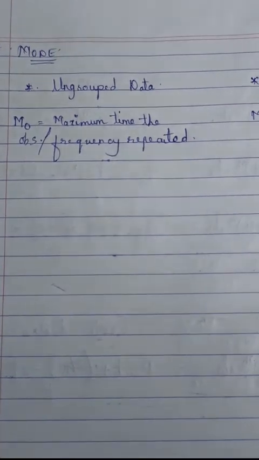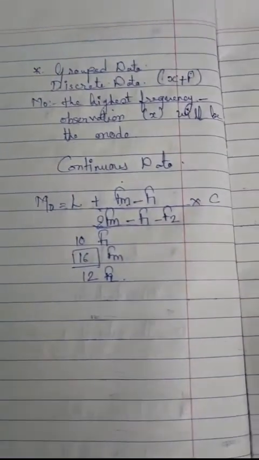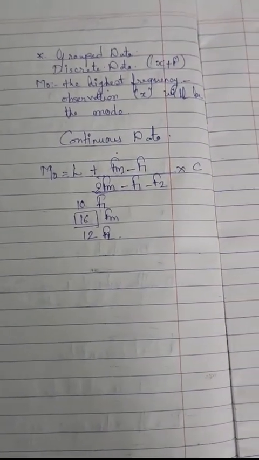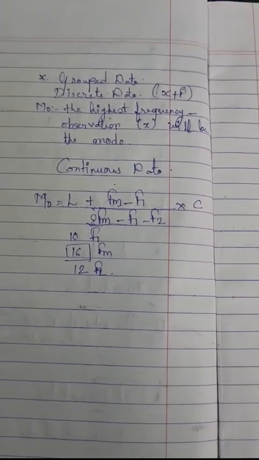The formula for mode, clear here, ungrouped data and for group data. Okay. So next we will start our exercise. In 3.1 we will start our exercise.